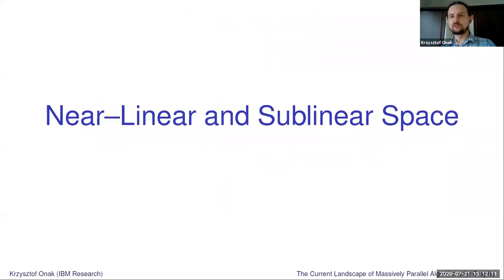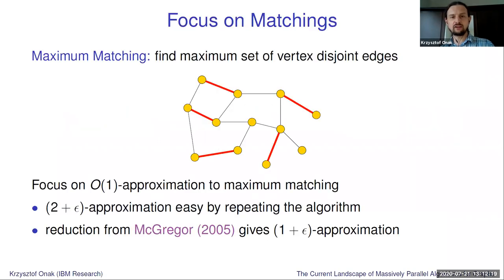Right, so what can we do with near-linear and sublinear space, it turns out? This project took quite a while. It was multiple years in the making, but we're going to focus now on matchings again. Just to remind everyone, we want to find a set of edges that are vertex disjoint and whose cardinality is as large as possible. Here I'm just going to focus on getting a constant factor approximation. There are ways to turn it into better algorithms.